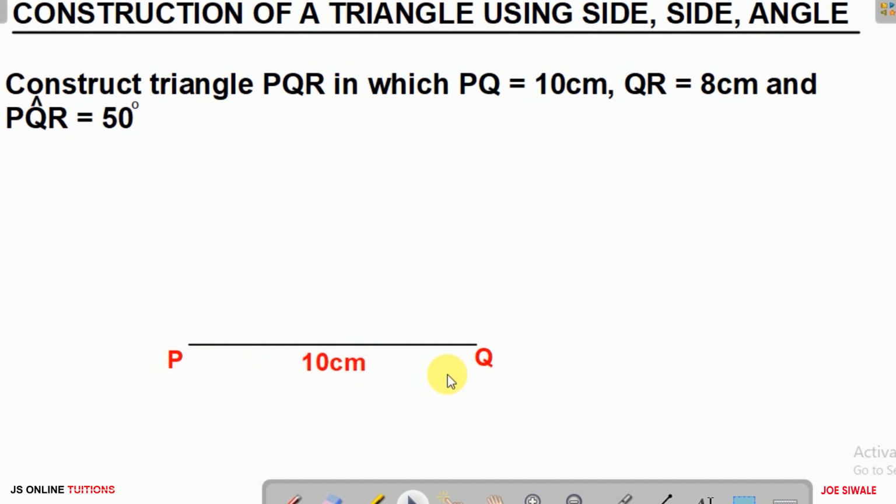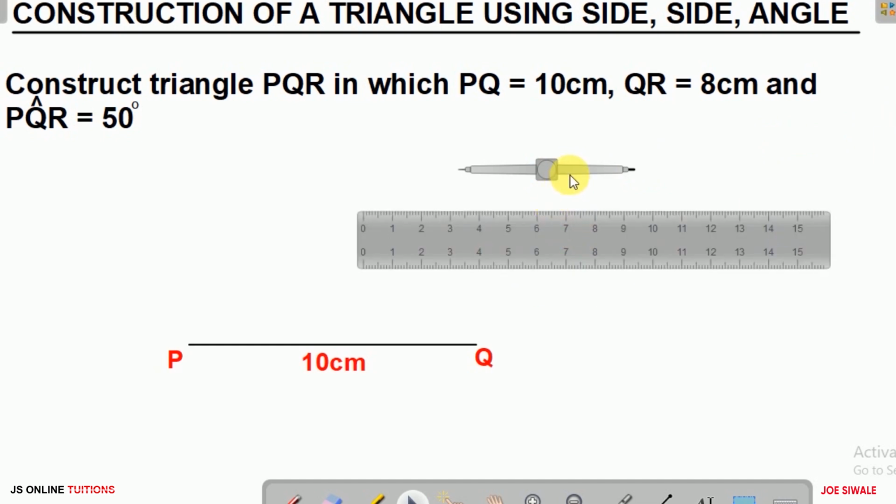So I've measured our 10 centimeters as line PQ. Then we've been told line QR is 8 centimeters. So our line QR, we know that R is somewhere there. So for us to do that, we're going to get our compass. We're also going to get our meter rule there, and we're going to measure 8 centimeters. So we'll get our compass, we'll start at point 0, and we'll measure 8 centimeters.